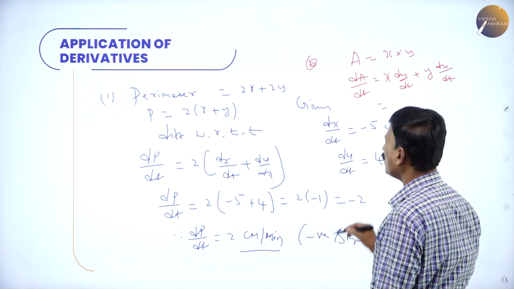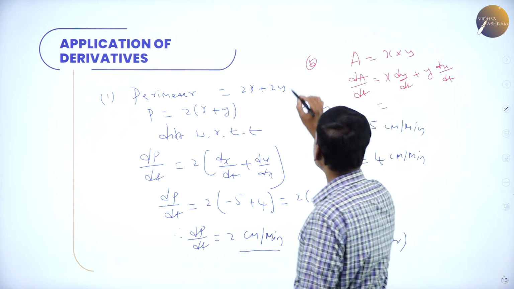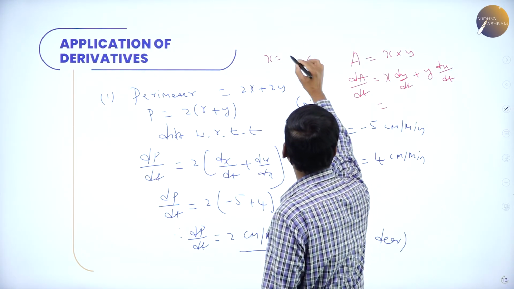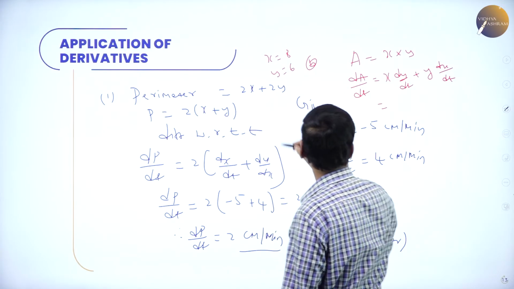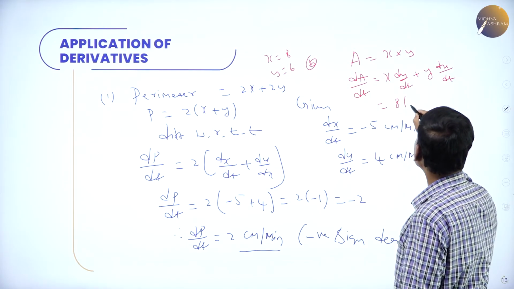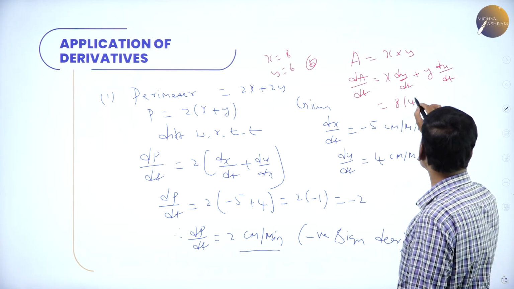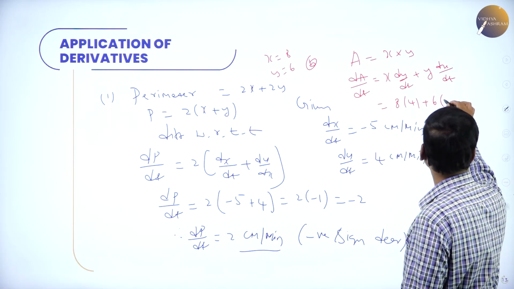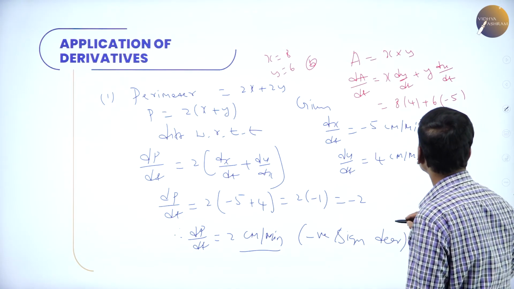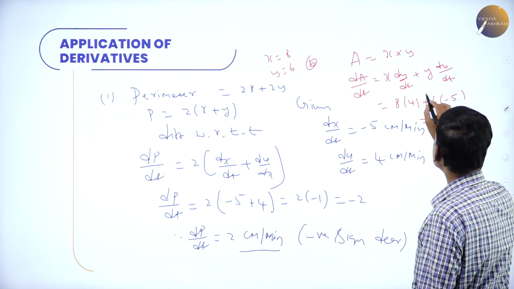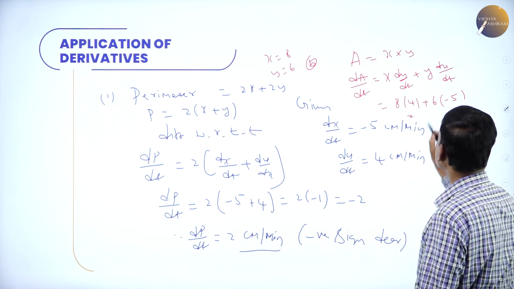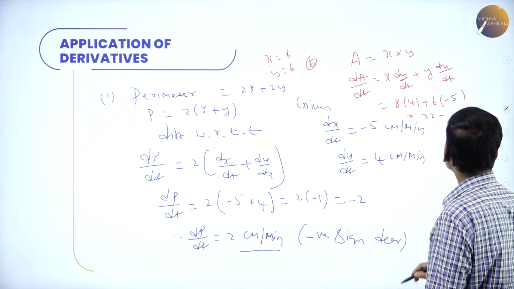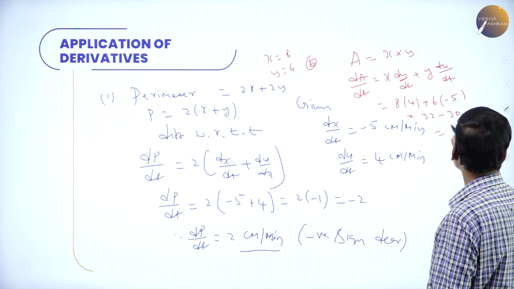dA by dt is equal to, this is the product rule, first function x into dy by dt plus y into dx by dt. Substitute the values. When x is equal to 8 and y is equal to 6: 8 into dy by dt, which is 4, plus y, which is 6, into dx by dt, which is minus 5. So this is 8 into 4, which is 32, minus 5 into 6, which is 30. This is equal to 2.